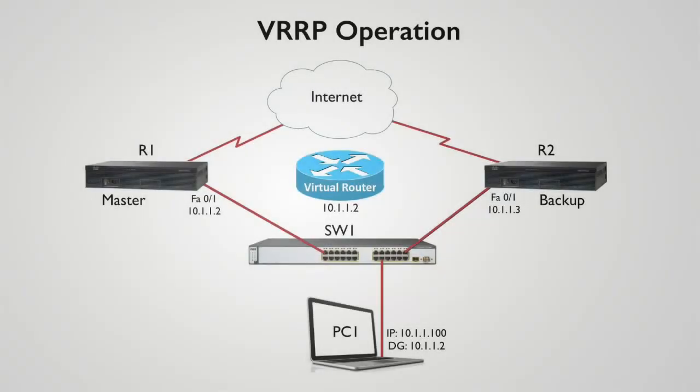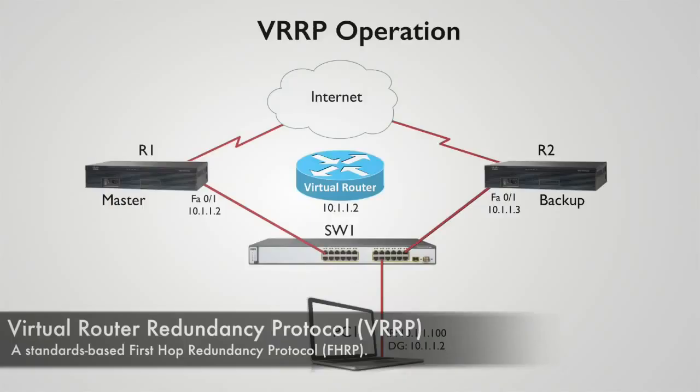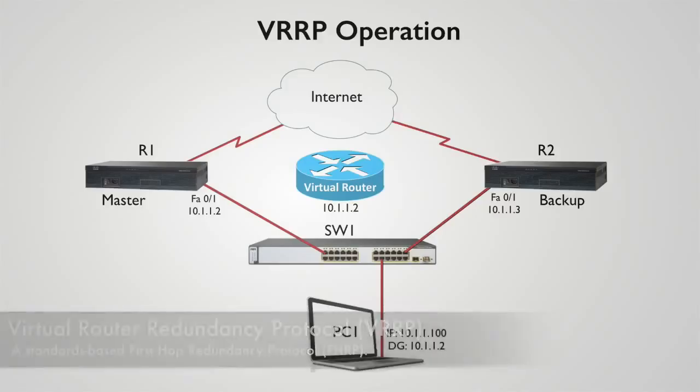Now that we've considered HSRP, which is a Cisco proprietary first hop redundancy protocol, let's consider an industry standard, VRRP. VRRP stands for Virtual Router Redundancy Protocol, and it's very similar to HSRP. There are a few subtle differences. Let's take a look at some of those.